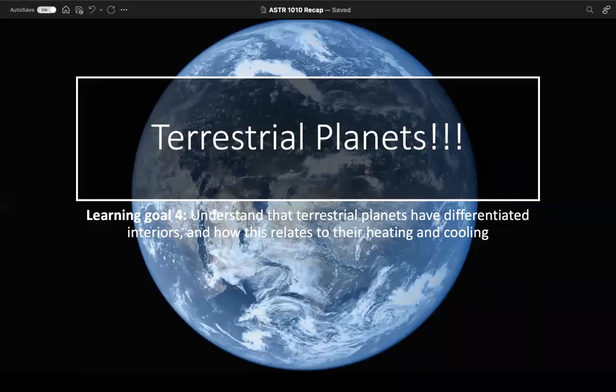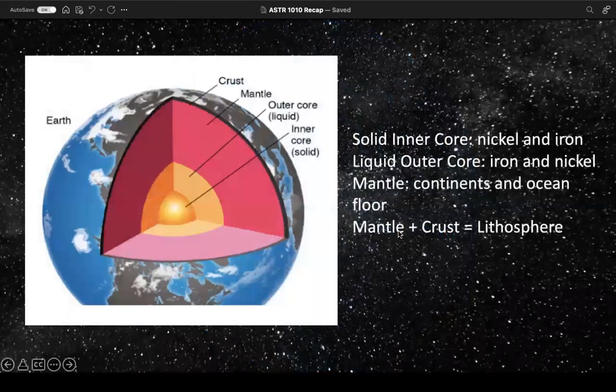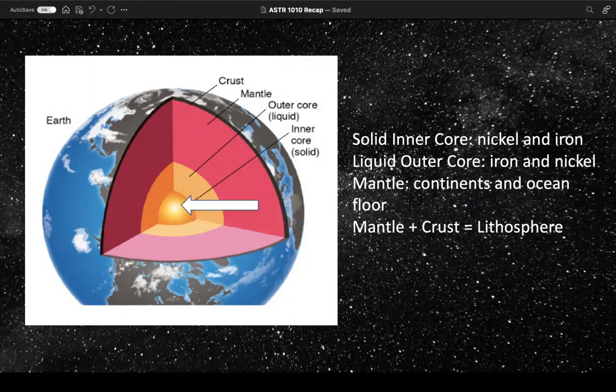Hi guys, so I am covering Learning Goal 4, which has to do with terrestrial planets, their interiors, and their heating and cooling processes. So first we'll take a look at Earth. In the interior of Earth, we have the solid inner core. Next, we have the liquid outer core. Next, we have the mantle. And lastly, we have the crust.